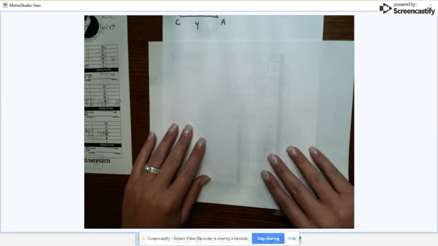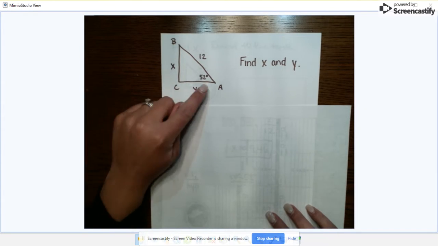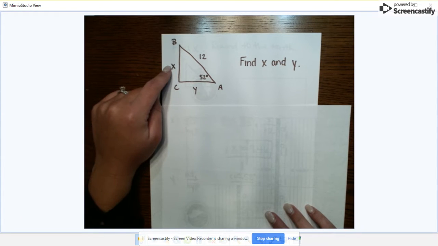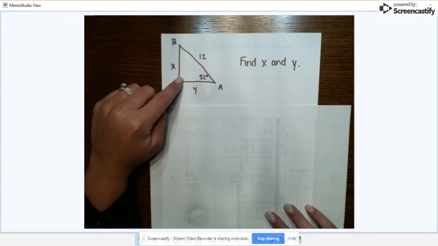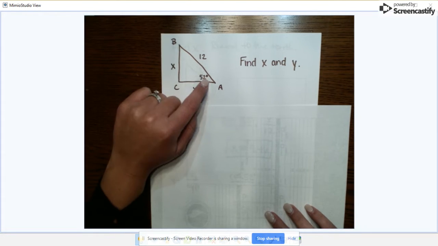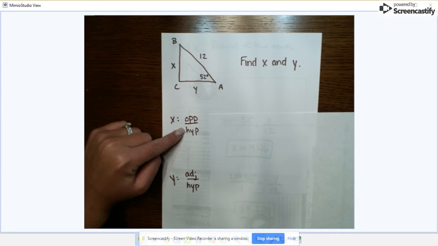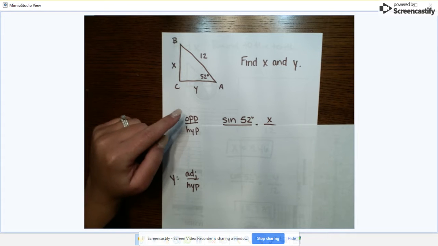Okay, here we're going to solve, in this picture, for x and y. So again, we have an angle and we have one given side. We have to decide, obviously this is our hypotenuse. I didn't draw in the right angle, but that is the right angle. So we have our hypotenuse, x would be opposite. So we have x equaling our opposite over hypotenuse, which if you go back to your trig table is sine.